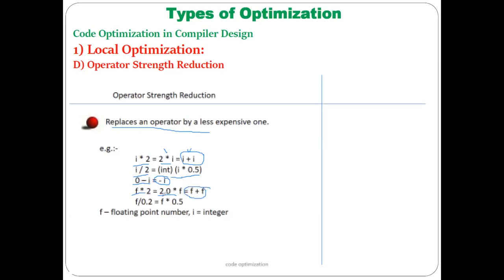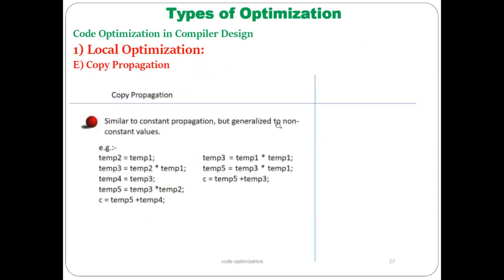Okay, so replacing the star multiplication with the plus. This kind of thing is there in operator strength reduction. It also gets performed within a basic block. That is the reason this also comes under the category of local optimization technique. Okay. Then we have copy propagation.